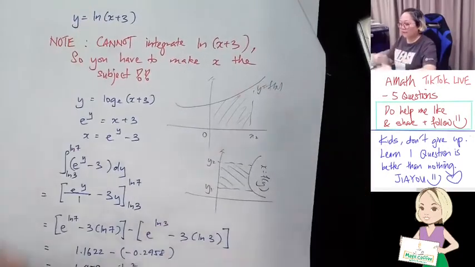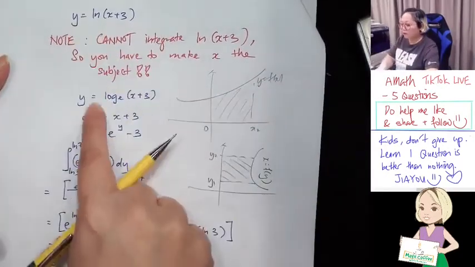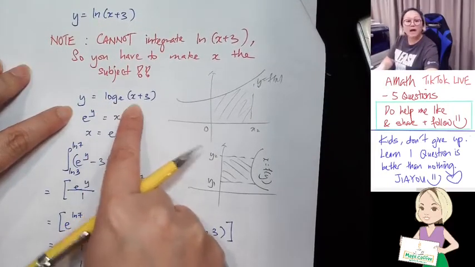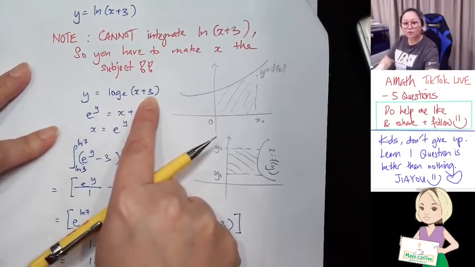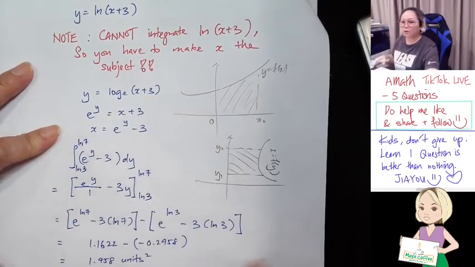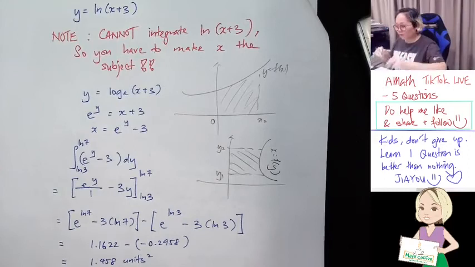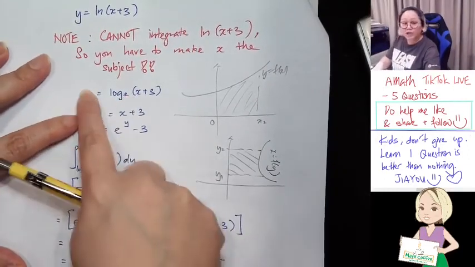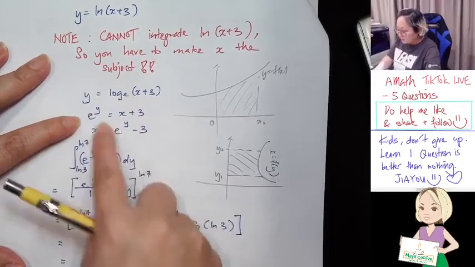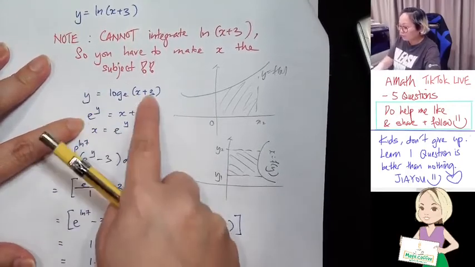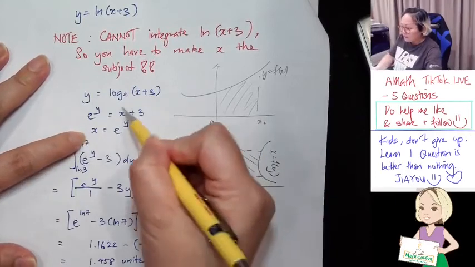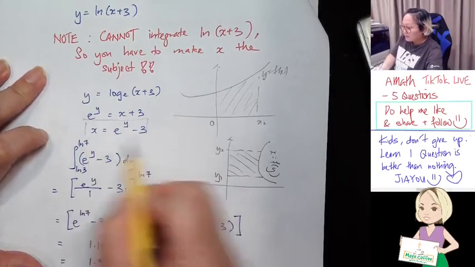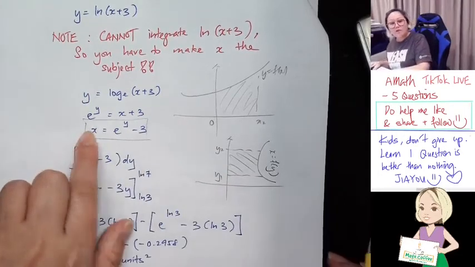Understand? So I cannot integrate ln x plus 3. So I have to make x a subject. So I will put y equals to, ln is base e, so I review the base. So it's log e of x plus 3. And then after, what do? I don't teach engineering maths, although I studied it before, but I already forget how to do engineering maths. Okay? Then after that, change to index form, push up e to the power of y. So e to the power of y equals to x plus 3. Make x a subject, so x equals to e^y minus 3. See that? So now I have x in terms of y.